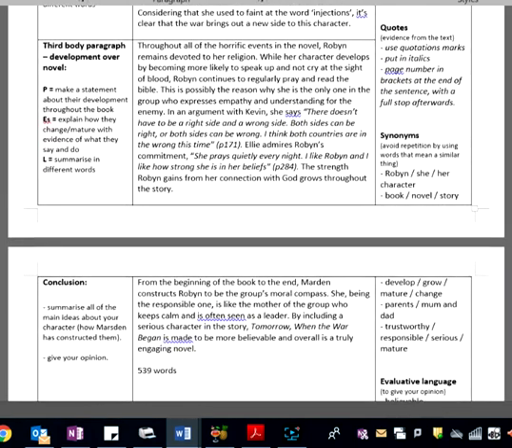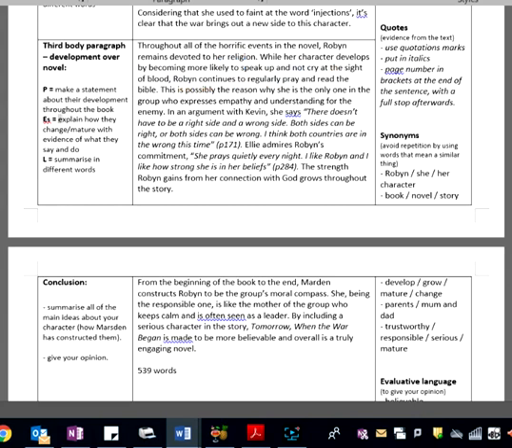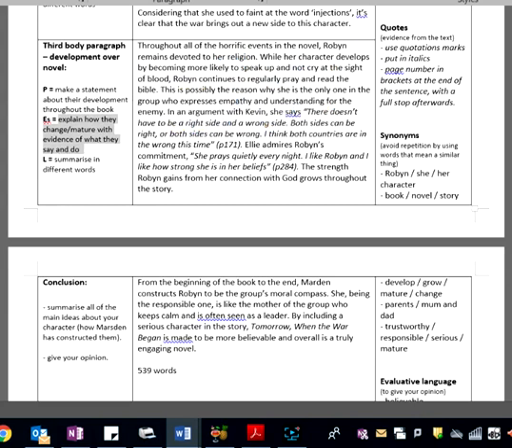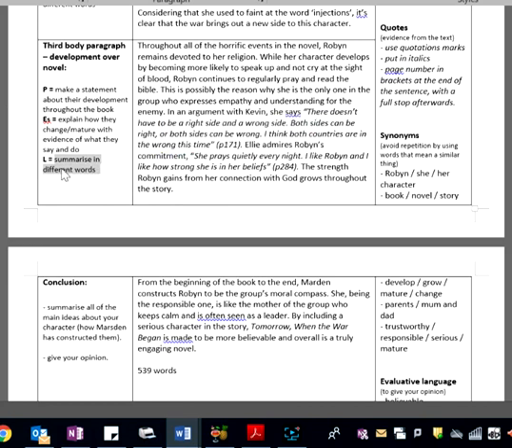Moving on. Paragraph number 3, development over the novel. In this paragraph, I need to start with a point sentence to make a statement about their development through the book. I need to, in the middle, explain how they change or mature, or maybe they don't, with evidence about what they say and do. And then, like always, I need to write a linking sentence to summarize using synonyms or different words. Let's look at my paragraph. Throughout all of the horrific events in the novel, Robin remains devoted to her religion.